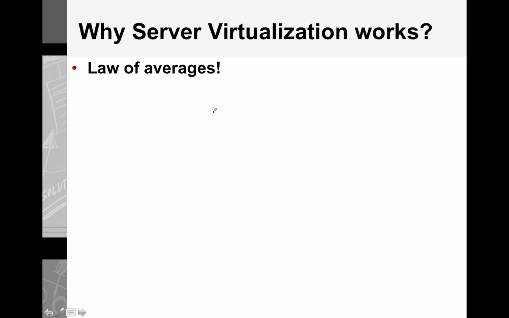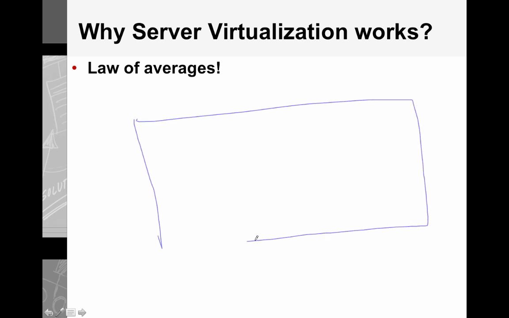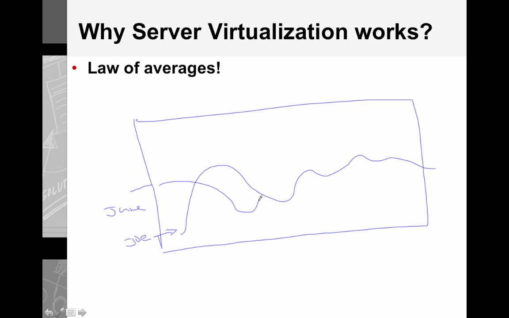Why does server virtualization work? The primary reason server virtualization works is because if you actually look at utilization, let's say you have one server and you have Joe, he's using the server, and his usage of the server looks like this. That's Joe's usage right there. And let's say Jane also is using the server. Jane utilizes the server this way. This is Jane's utilization of the server in terms of CPU, memory, and disk. And then we have Robert. Robert is utilizing the server this way.